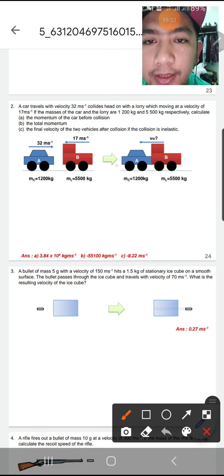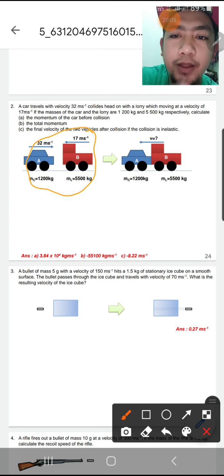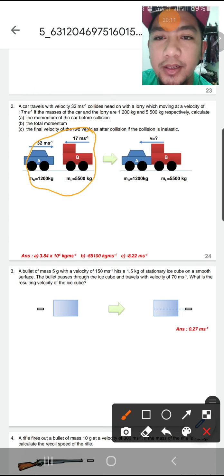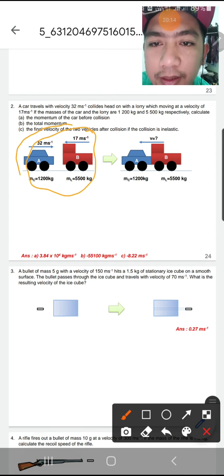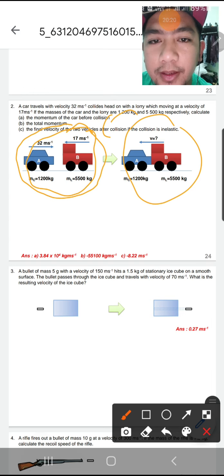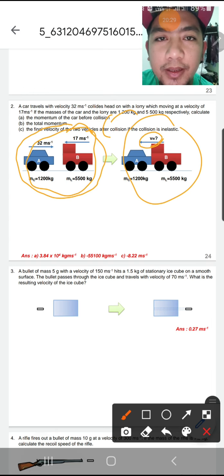The second question, calculate the total momentum. So the total momentum here. Okay. So remember, the law of conservation of momentum: the momentum before the collision is equal to the momentum after the collision. That means we just need to find this momentum, because momentum here is also the same as here. But in this situation, after the collision, there is not enough information, because we don't have V. Here we have enough information.